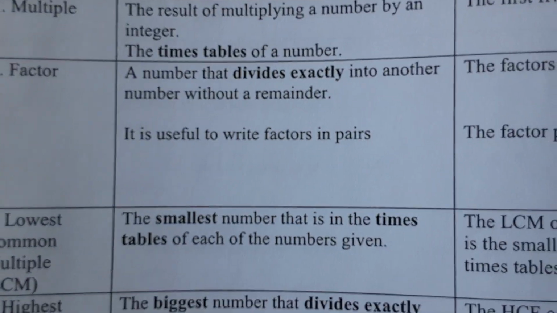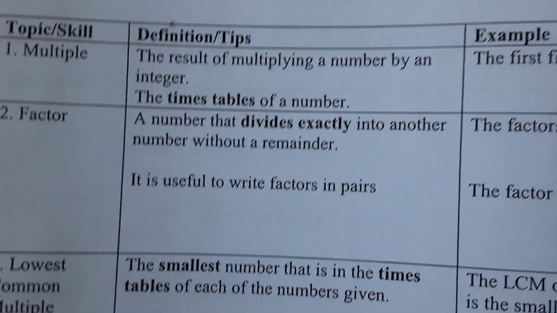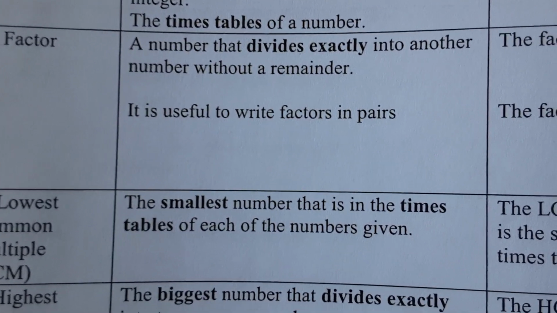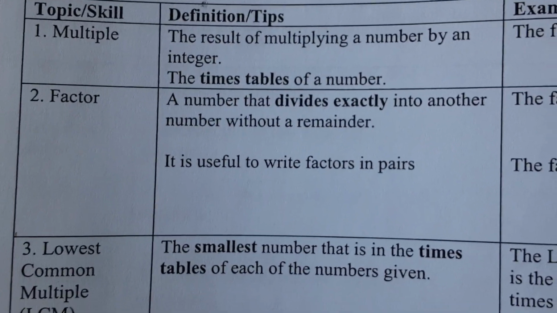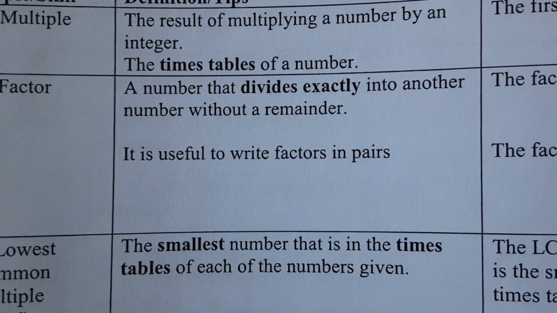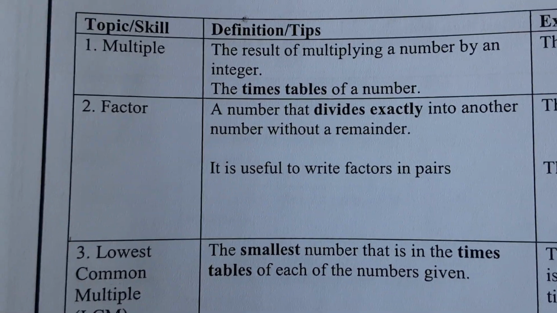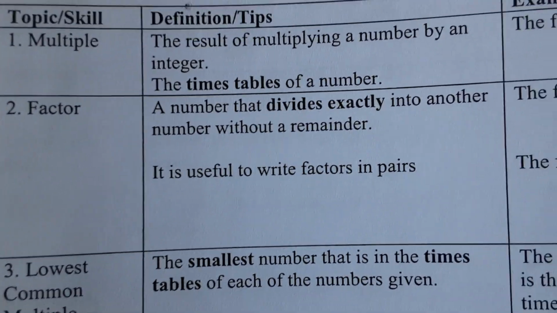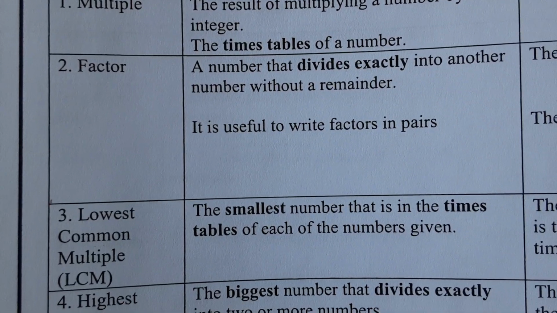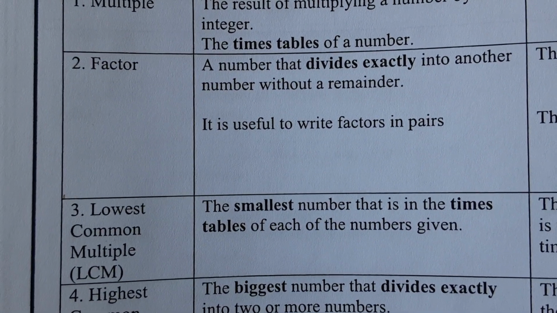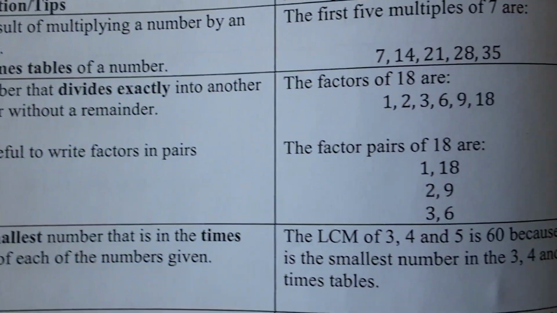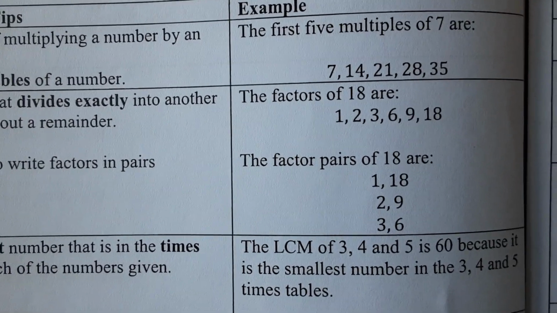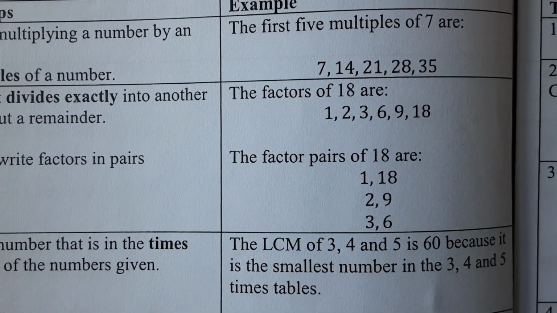So factor. A factor is a number that divides exactly into another number without a remainder. It's also useful to write factors in pairs. Now factor pairs, you're going to get to know them when we're on the example bit. This part is a bit tricky. Sometimes you can get a bit muddled up, but once you get to know it you'll find it really easy. These also do come up in questions quite a lot. So the factors of 18 are 1, 2, 3, 6, 9, 18. The factor pairs of 18 are 1, 18, 2, 9, 3, 6.